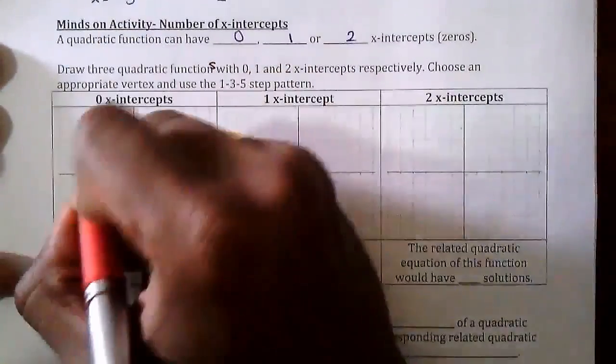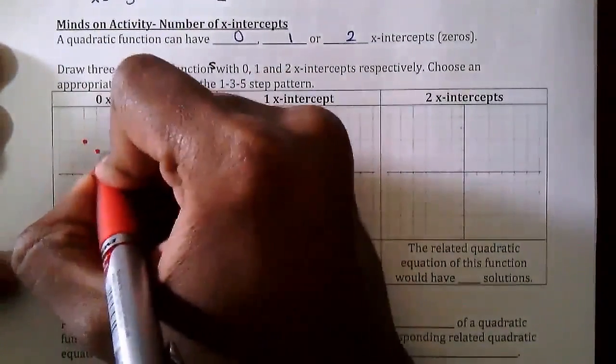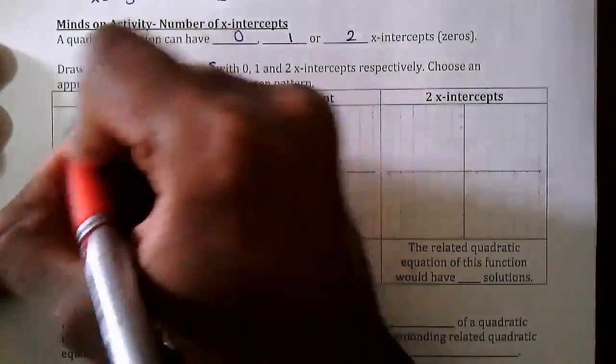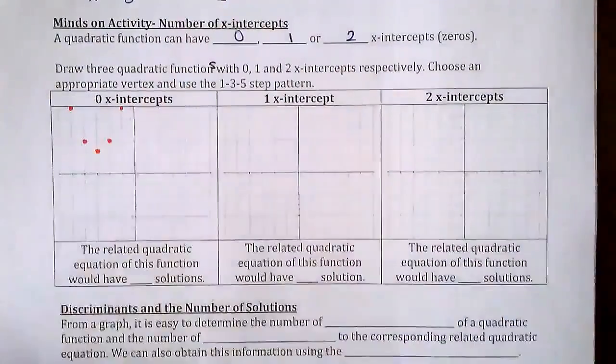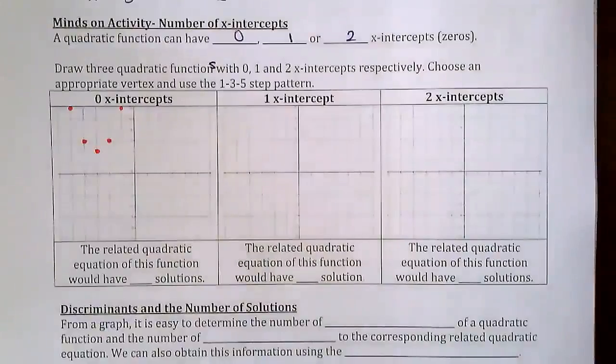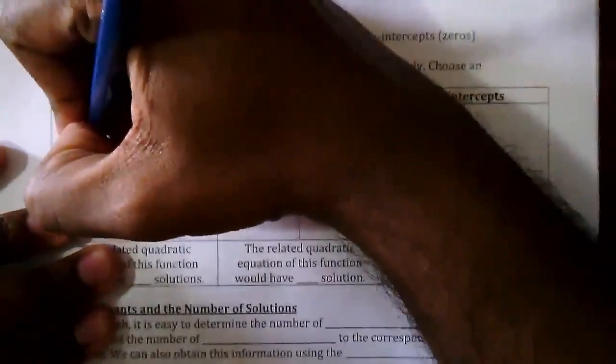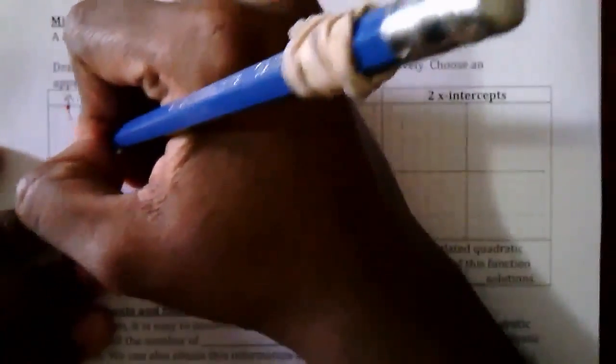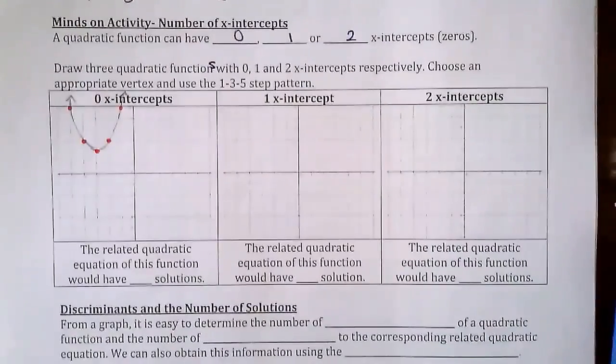So following the step pattern, I move over one, up one, then move over one and go up 3. So in this case, again, I'm going to take out a pencil because I know I cannot draw parabolas with my pen. So here, if I drew this particular function, I see a quadratic function that has 0 x-intercepts.